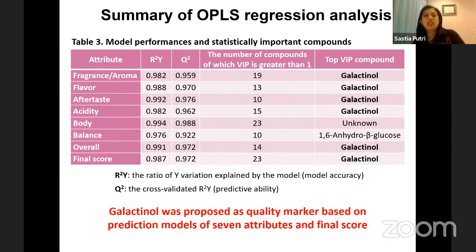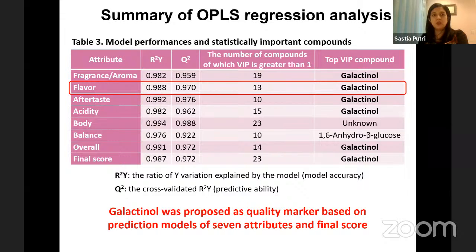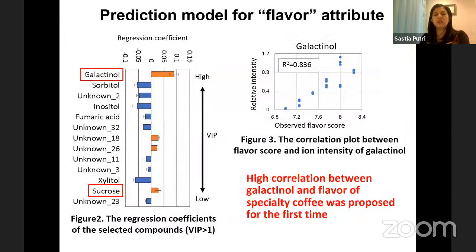Then what we found very interesting is that the model was shown to have very good performance, shown by the R square and Q square. And what's interesting is for the final score, we found that galactinol in many of the attributes contributes positively in many of our models. So galactinol was proposed as a quality marker based on the prediction model of 7 attributes, including the final score. We found a very high contribution and positive coefficient for galactinol. And we also measured in our samples, and indeed, the concentration of galactinol increased proportionally.